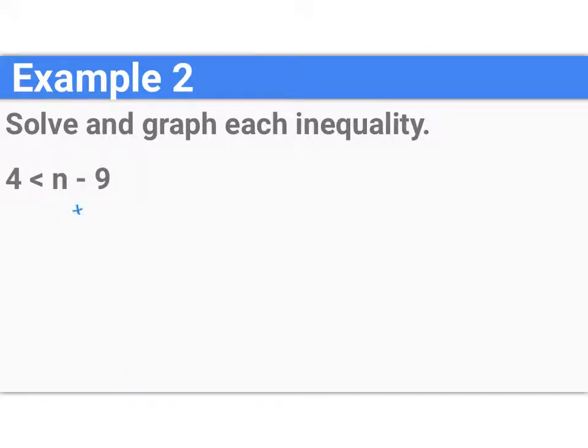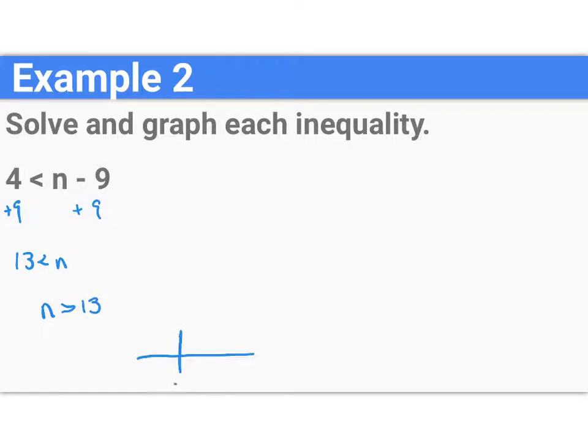Okay, so we're going to add 9 to both sides. So we got 13 is smaller than n. We're going to flip everything around because we can do that. N is bigger than 13. The mouth still eats the same direction. The mouth eats the bigger number.